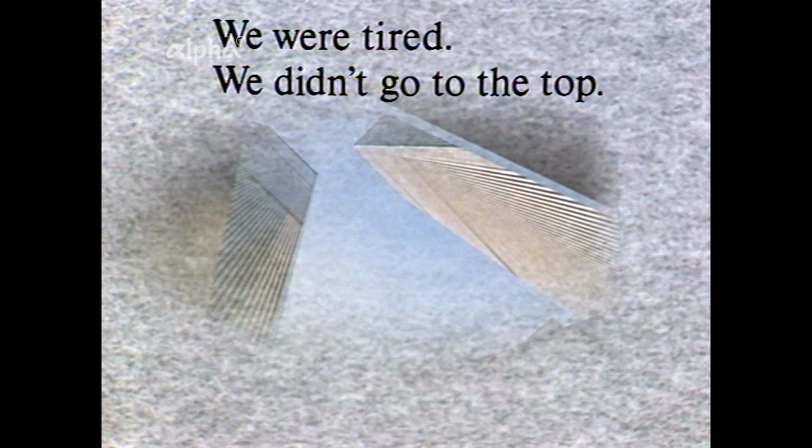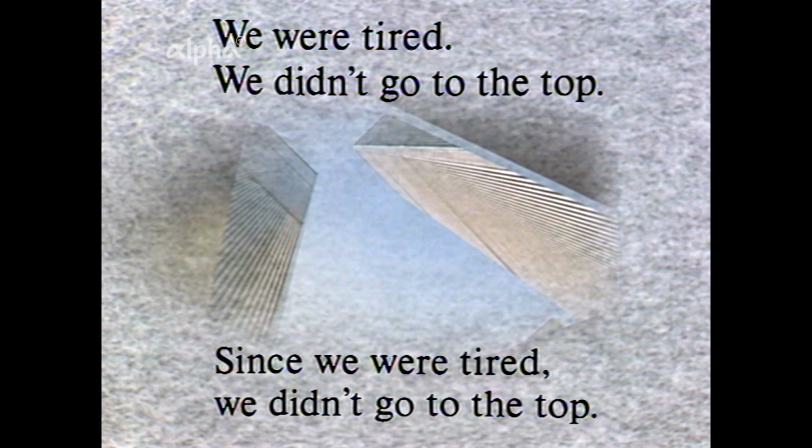Now I want you to make one sentence from two. One should be a subordinate clause, ein Nebensatz. Begin your sentence with a conjunction, mit einem Bindewort. We were tired. We didn't go to the top. We were tired is clearly the reason why we didn't go to the top. So we can say, since we were tired, we didn't go to the top. Since can be replaced by as. As we were tired, we didn't go to the top.